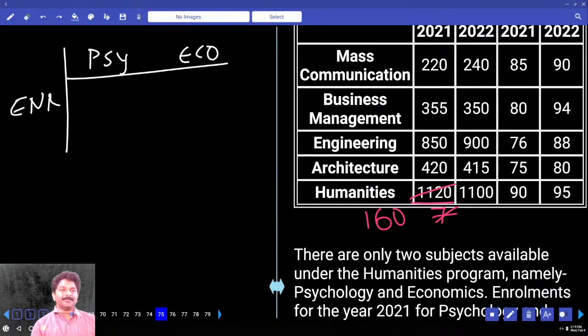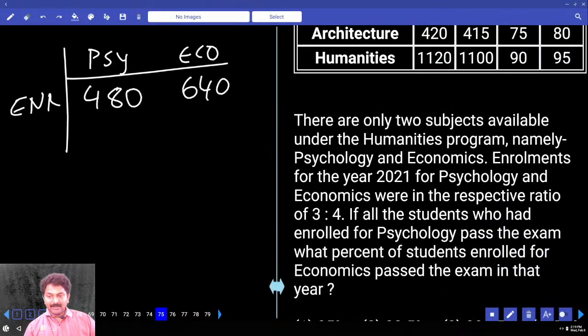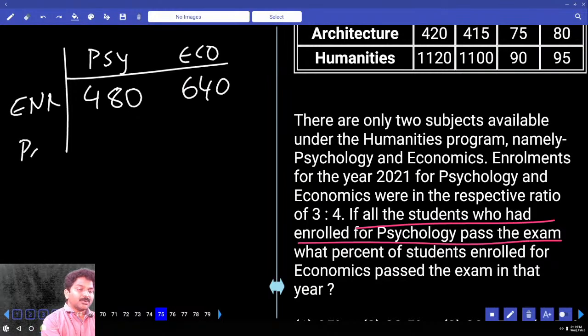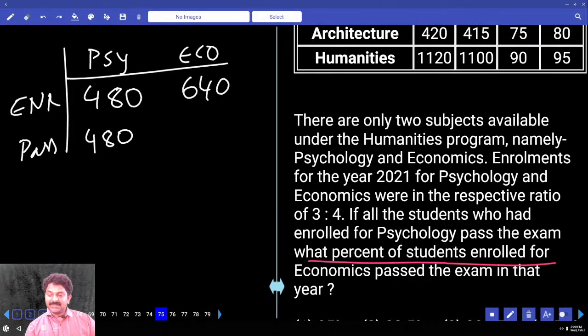Psychology, how many parts we have? 3 parts, which is 480. Economics, 4 parts, which is 640. Right. Enrollments part is over. If all the students who had enrolled for psychology passed the exam, those who passed the exam, all were passed, which is 480. Now, what percent of students enrolled for economics passed the exam in that year?